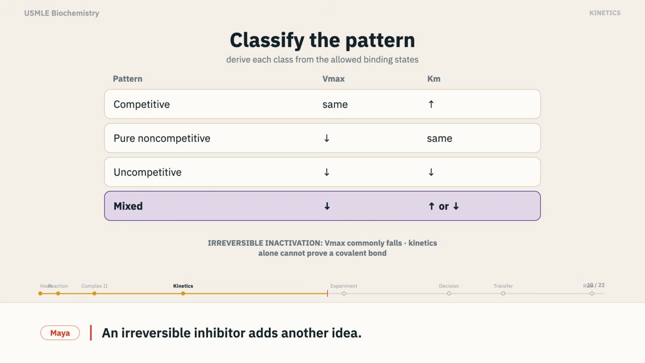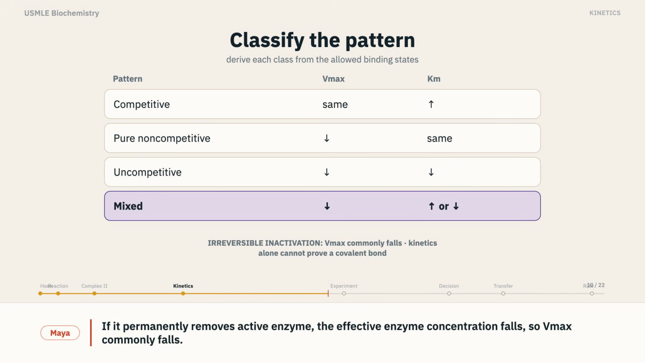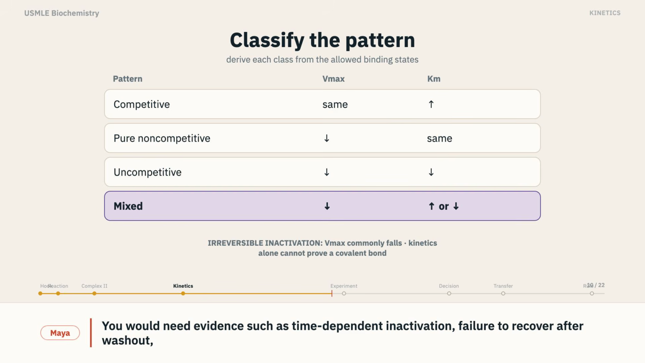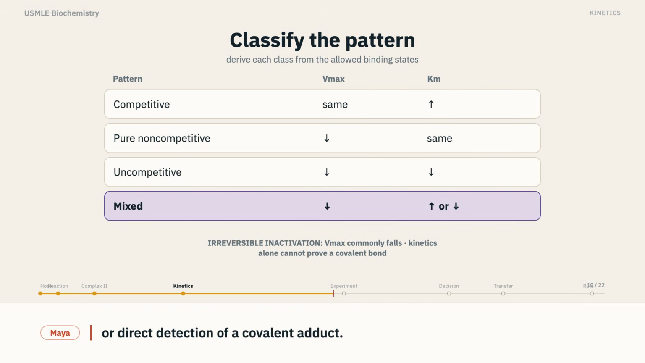An irreversible inhibitor adds another idea. If it permanently removes active enzyme, the effective enzyme concentration falls, so Vmax commonly falls. A velocity table alone does not prove covalent bonding or irreversibility. You would need evidence such as time-dependent inactivation, failure to recover after washout, or direct detection of a covalent adduct.